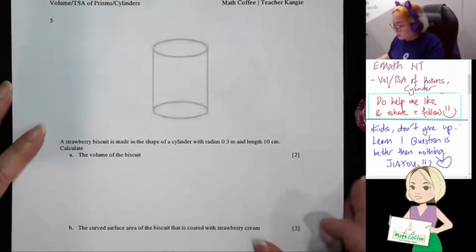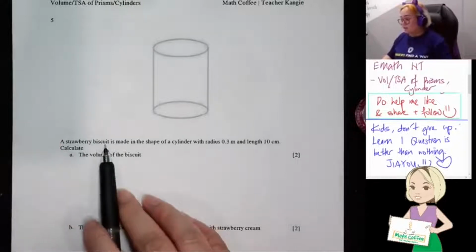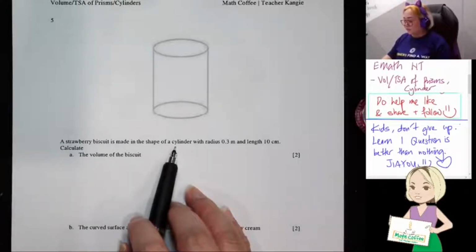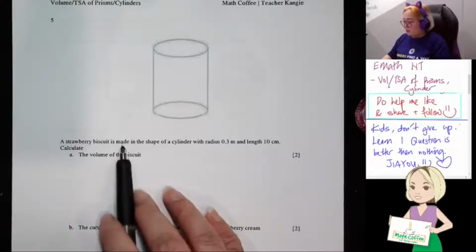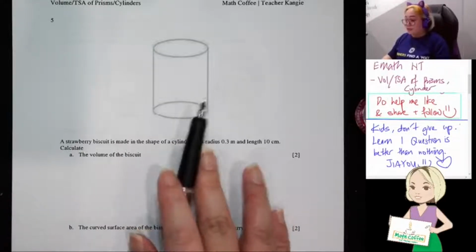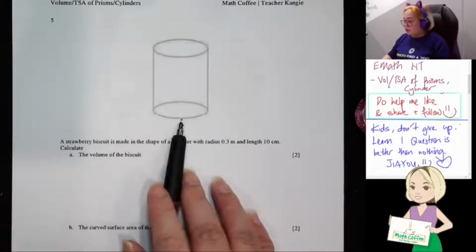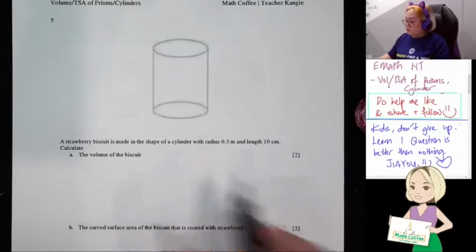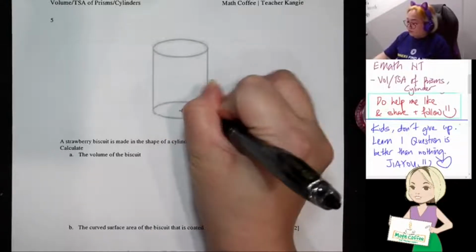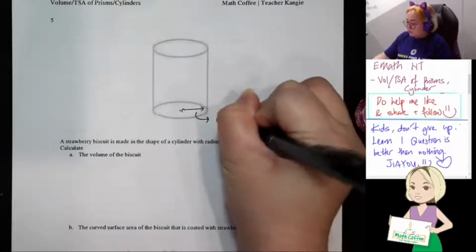Okay, now we have another cylinder over here. A strawberry biscuit is made in the shape of a cylinder. This is a biscuit. It's not a container. They say that this biscuit is in this shape with a radius 0.3. That means it's here 0.3 meter.